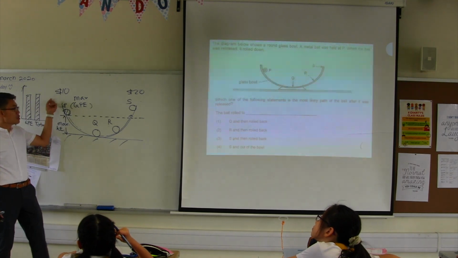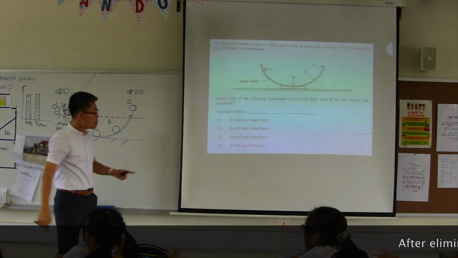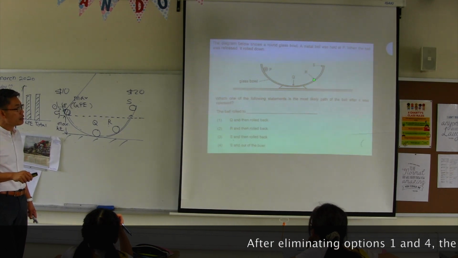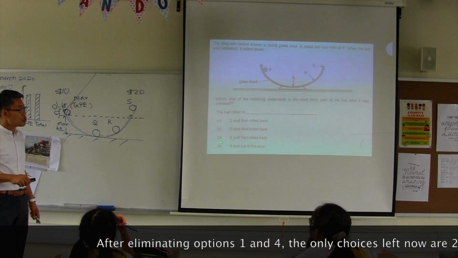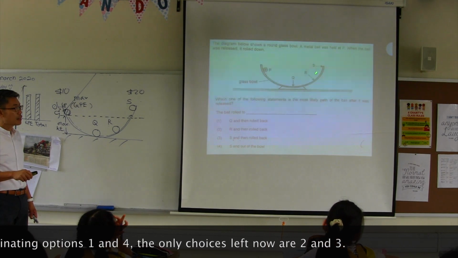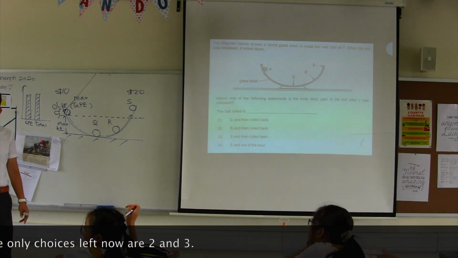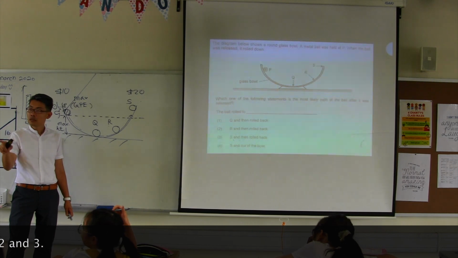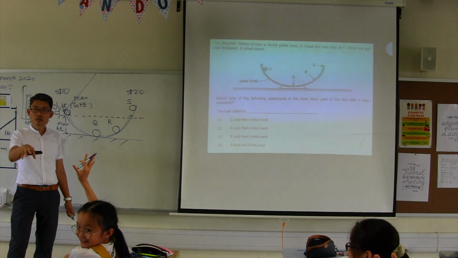Okay? So here, it can't be more. So we're left with just 2 and 3. So those who chose 2, you say it will roll to R and roll back. Those who say 3, you say it goes to S and then rolls back. Okay? Who chose 3? There were more than this. Who else? Okay? Who chose 2? You changed your answer, is it? What did you write? Okay.